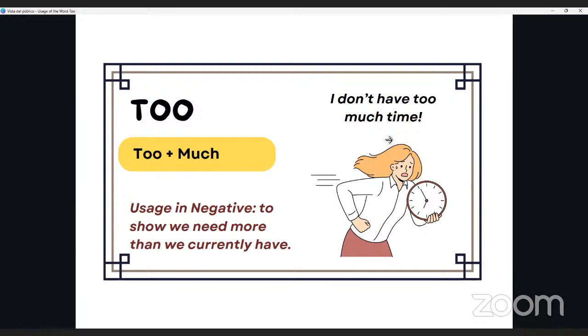So, remember that. And again, much, uncountable. Time, uncountable. El tiempo es incontable. ¿Por qué? Porque es una palabra generalizada. We cannot count the time. We can count the minutes. We can count the seconds. We can count the hours. But time, as a general term, we cannot count it. So keep that in mind.